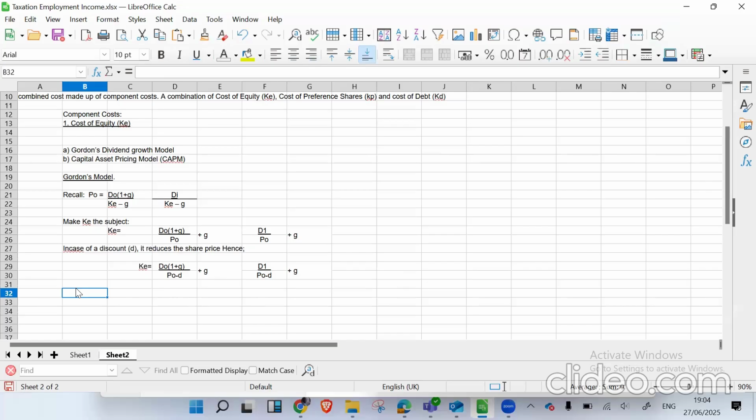So if the shares of the company are selling at 50, but an investor will be given a discount of 5 shillings, then atazinunua at 50 minus 5. It reduces the price.